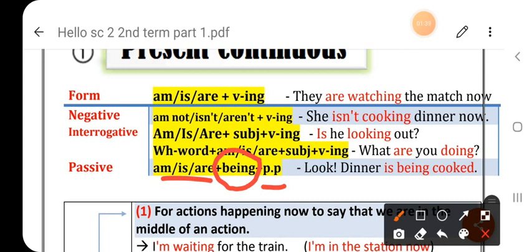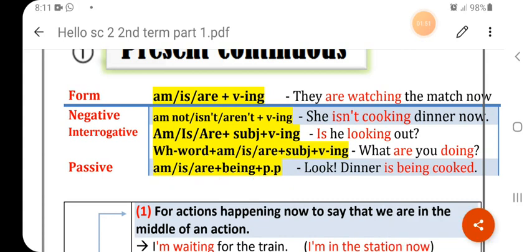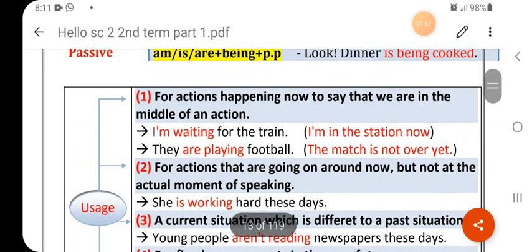Well, even if they are all known information, we are still doing a kind of what? A revision. Why? Because we will start after a while some important notes on the present continuous. Now let's move to what? To the usages. What are the usages of the present continuous?